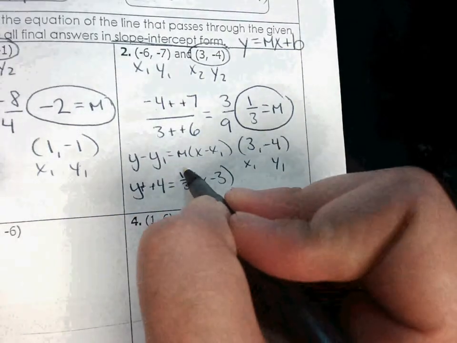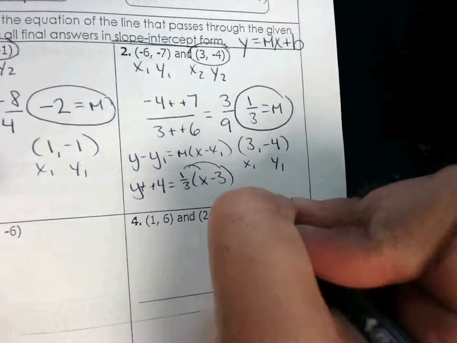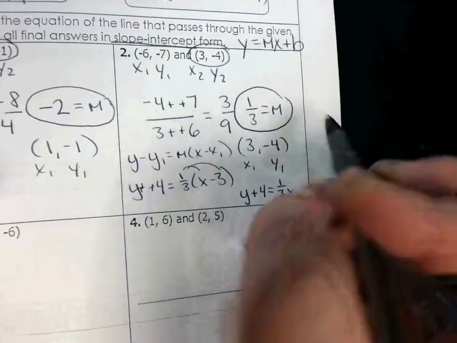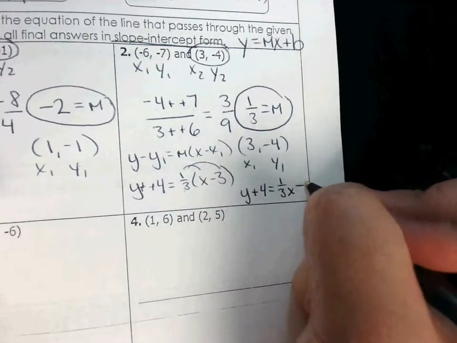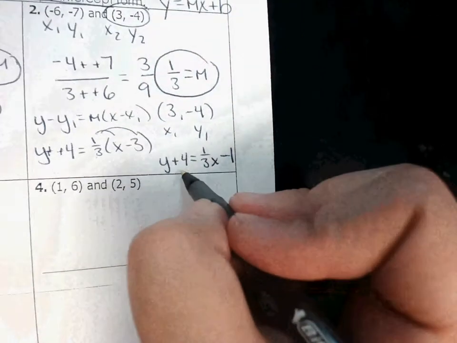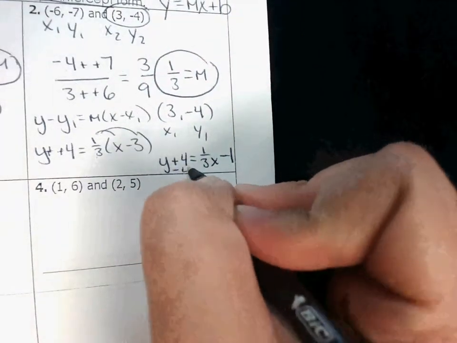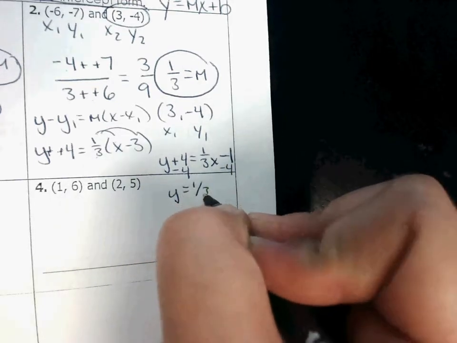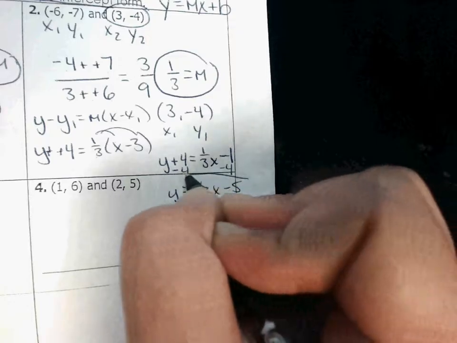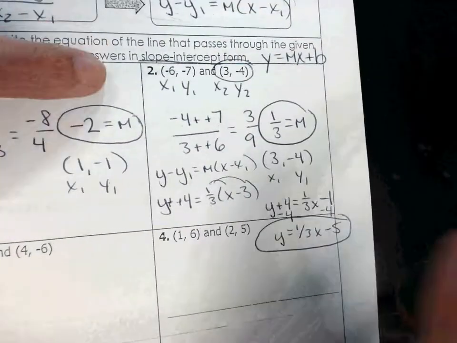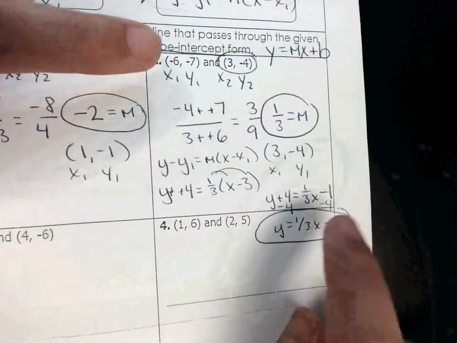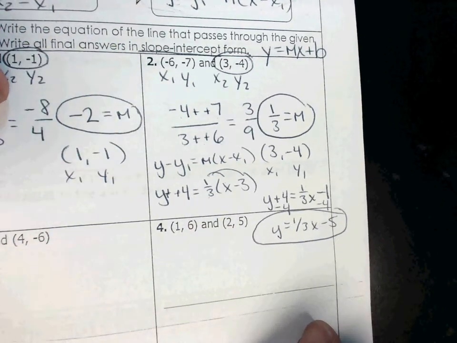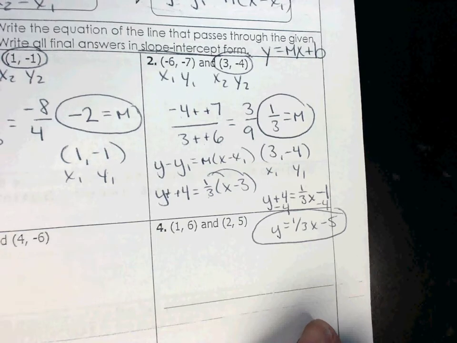So first you distribute. You get y plus 4 equals 1/3 x. 1/3 times negative 3 is negative 1. Then we still need to get y by itself, so we subtract 4. And we get y equals 1/3 x minus 5. And that is for problem 2. So if you need to pause that, that's the whole problem. Okay.